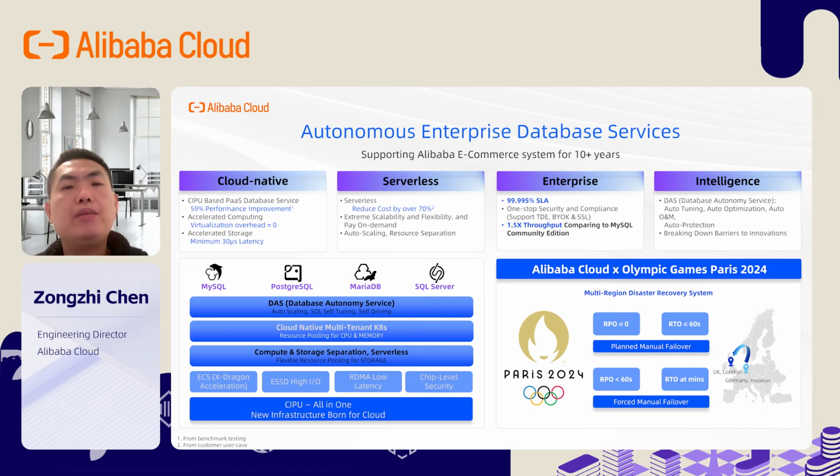Our RDS team has been supporting the Alibaba economy system for more than 10 years. We have supported the Double 11 festival in Alibaba. And in 2024, Alibaba Cloud cooperated with the Olympic Games in Paris, and our RDS SQL Server supported the multi-region disaster recovery solution in Paris.